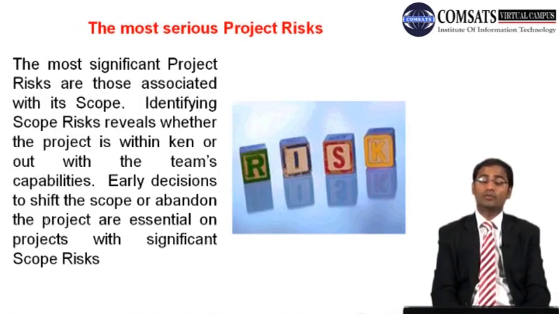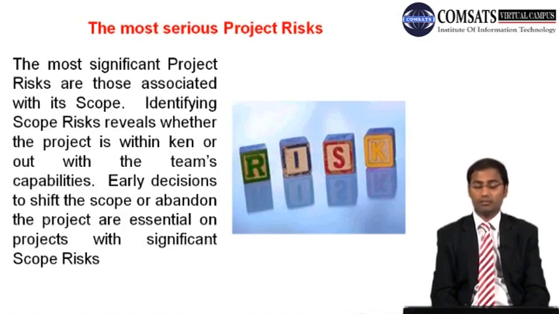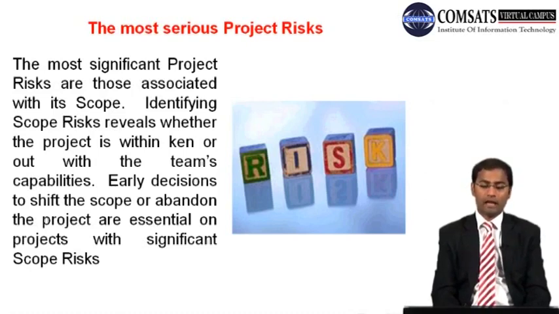And through studies we have learned that, as far as so many other parameters are concerned, the most significant project risks are those associated with scope. Identifying scope risk reveals whether the project is within ken or outwith the team's capabilities. Early decisions to shift the scope or abandon the project are essential on projects with significant scope risks.